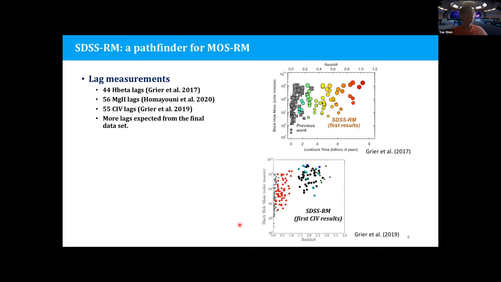Okay, so what do we got? Before we started this program, we were a little bit nervous because we didn't know what to expect. And now I'm much more confident that MOSAM works.